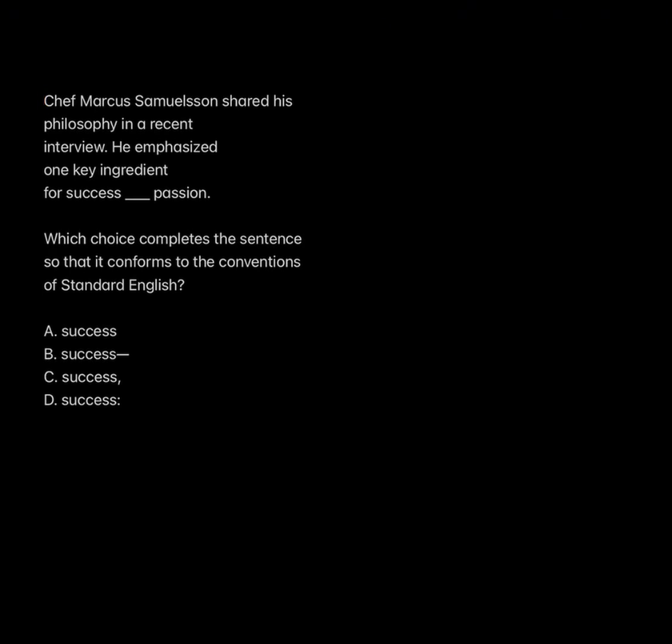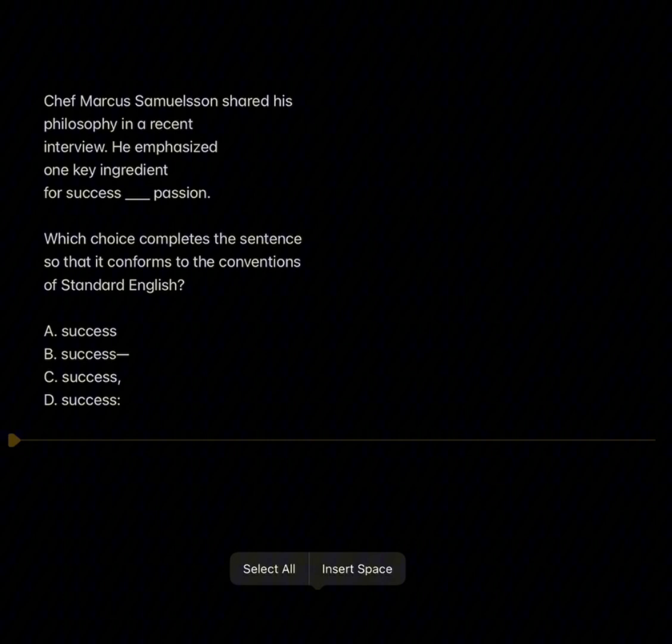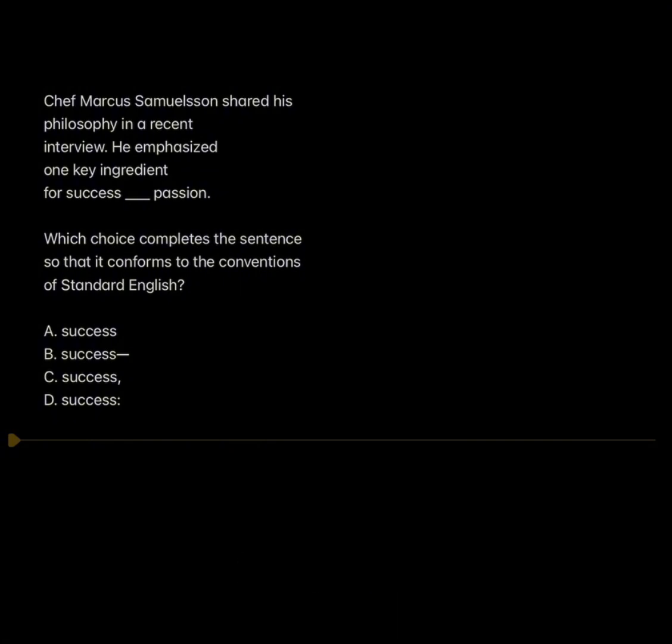So when we look at answer choice A, success with no punctuation, this is actually going to be incorrect because we need some sort of punctuation to break up success and passion. So A is incorrect, it creates a run-on sentence. For answer choice B, success with a dash, is also incorrect because the dash is really used to provide some sort of interruption or dramatic break in the sentence. We don't have that here, so that also makes this not the best answer choice as well. For C, success with a comma, this is also incorrect because the comma here would actually create a comma splice, which would make it grammatically incorrect.